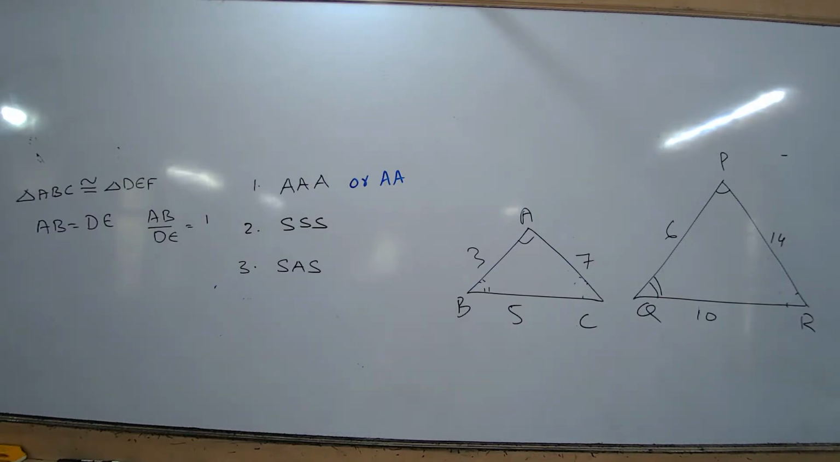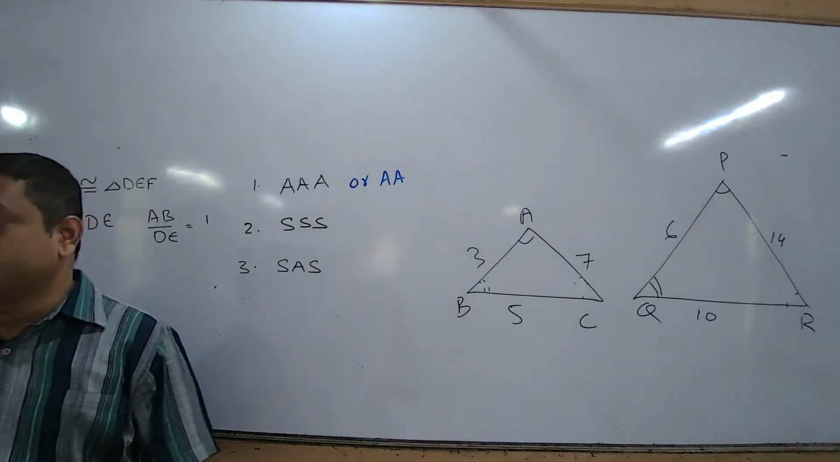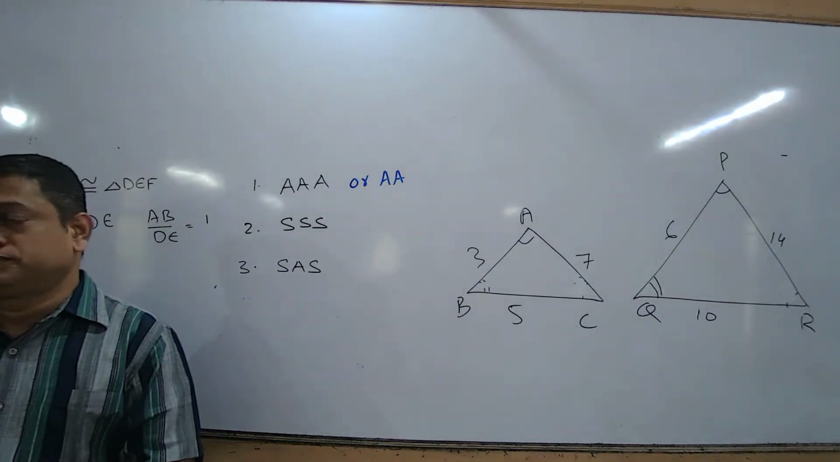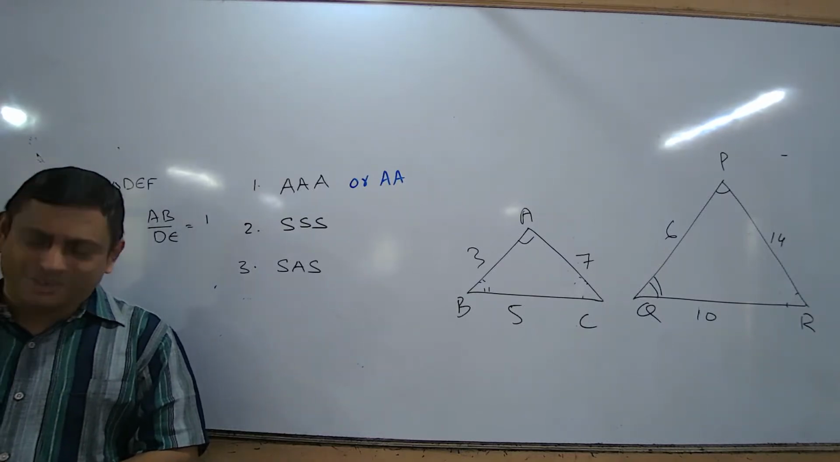AB upon PQ is equal to PR upon, and the included angle, which is angle B, is equal to angle Q. Sit down. Viraj, apply the SAS criterion over here. Sir, AB is equal to PQ. Very good. AB upon PQ. Angle B is equal to... wrong.